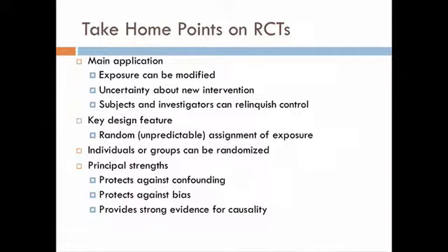We mainly use them when exposures can be modified, when there's uncertainty about a new intervention, and when subjects and investigators can relinquish control, right? When people are willing to be randomized and willing to do what you want them to do. The key design feature is that there's random assignment of exposure. We talked about why that's really important. We can randomize either individuals or groups in our RCTs, and they have a number of strengths, including protecting against confounding and bias, and they really provide the strongest evidence for causality, as I said, that we can see the effect of an exposure because we are, with great certainty, sure that confounding has been eliminated.